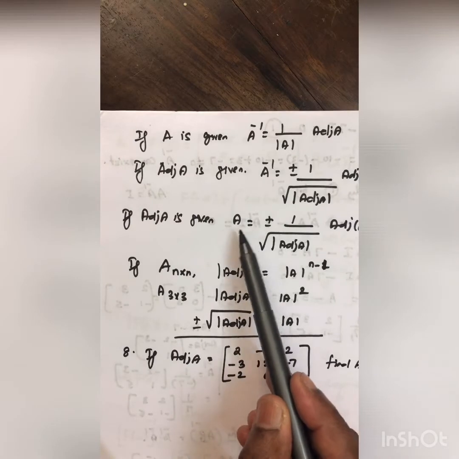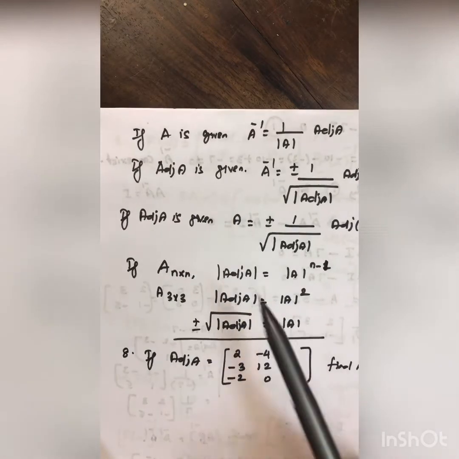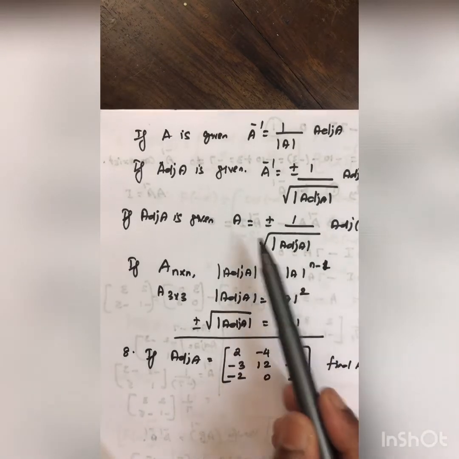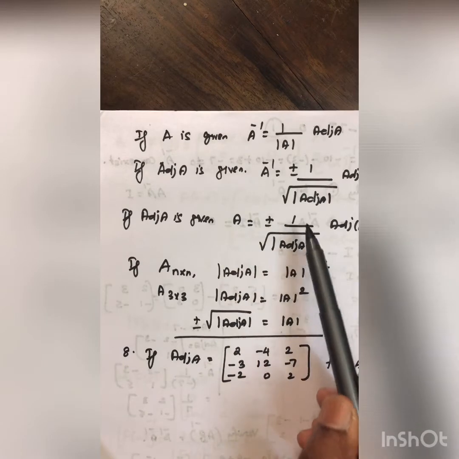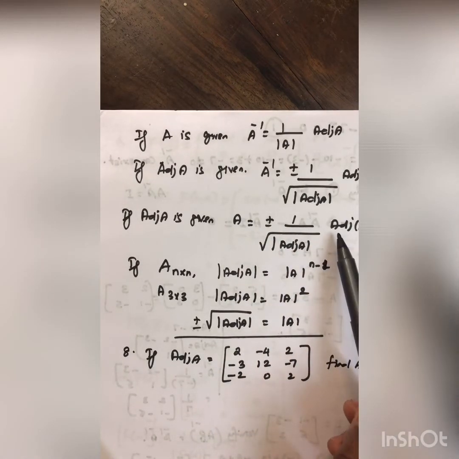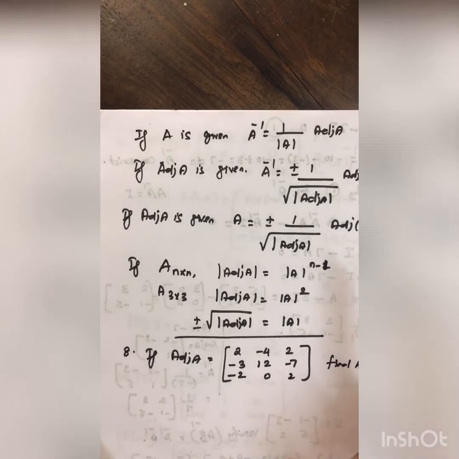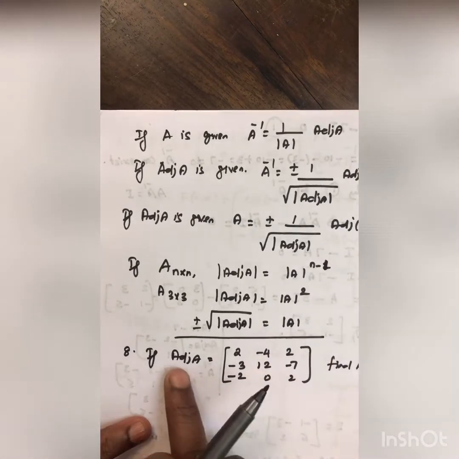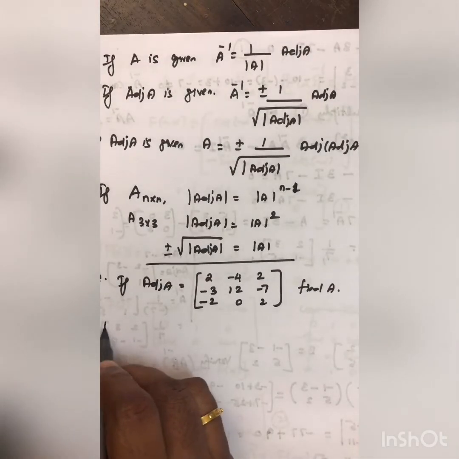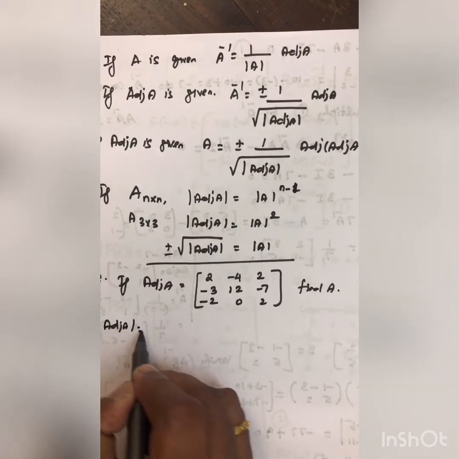Adjoint of A is given, but we have to find A. The question is find A. So which formula do we use? The formula will be A is equal to plus or minus 1 by root of determinant of adjoint of A, into adjoint of adjoint of A. As usual, first of all we have to find the determinant value of adjoint of A.